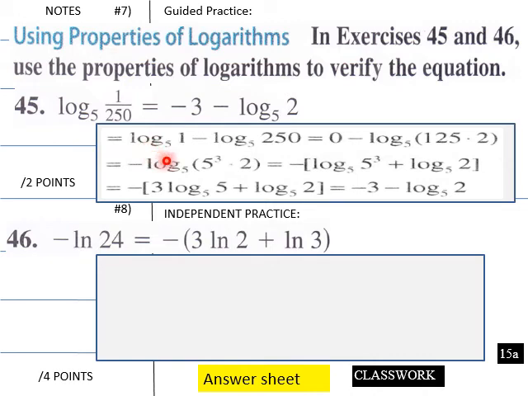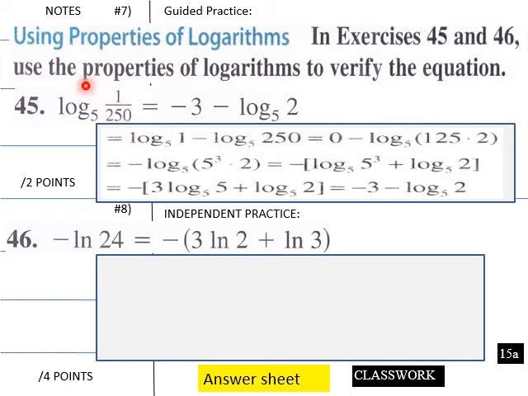So what we are doing here, log base 5 of 1 minus log base 5 of 250. This is a quotient, which is log base 5 of 1 over 250. That's another way of stating that. And then here, negative 3 minus log base 5 of 2 equals 0 minus log base 5 of 125 times 2. So again, this negative out in front is a negative 1. Log base 5 of 2 times 125 is 250. So it's going to reciprocate 250 to 1 over 250.